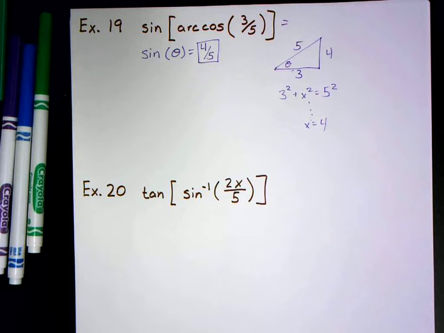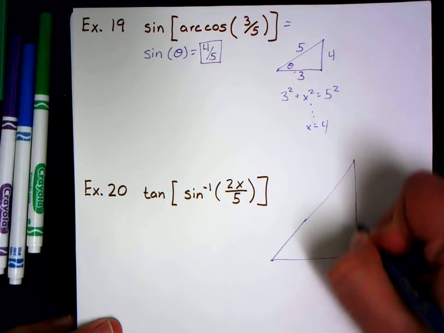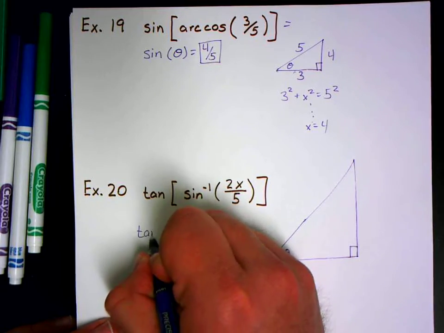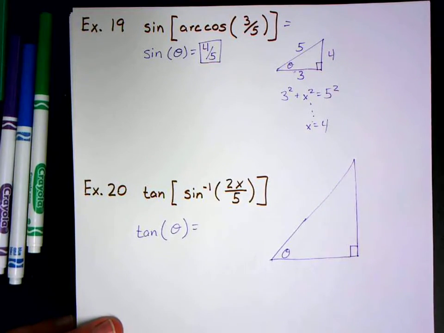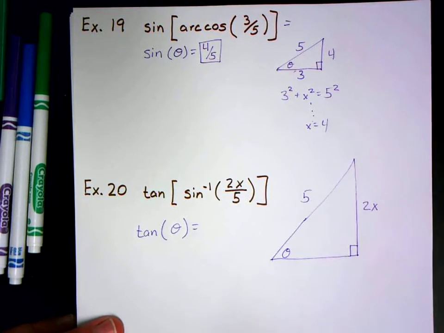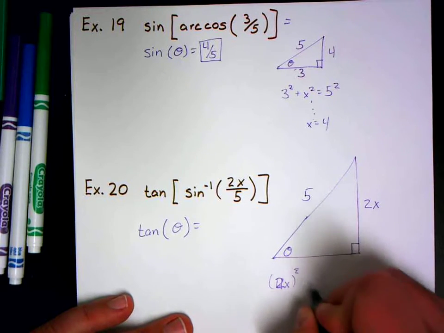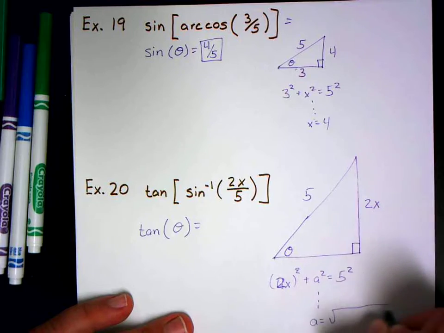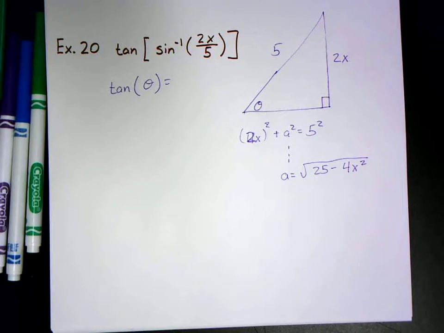And then number 20 is a harder version of that. Because on number 20, again, sine inverse of 2x over 5 is equal to what? Theta. Okay, so 2x is going to be over here. 5 is going to be here. So what is my adjacent side? You put in the Pythagorean theorem, and you're going to get that.